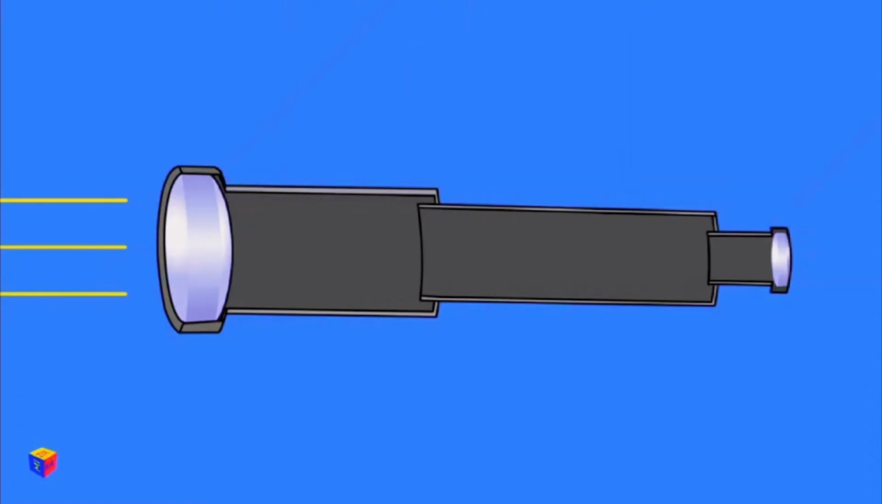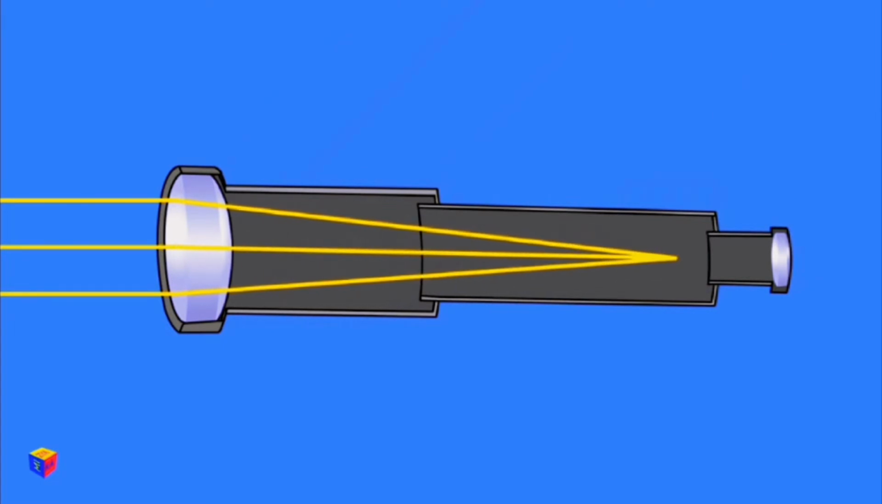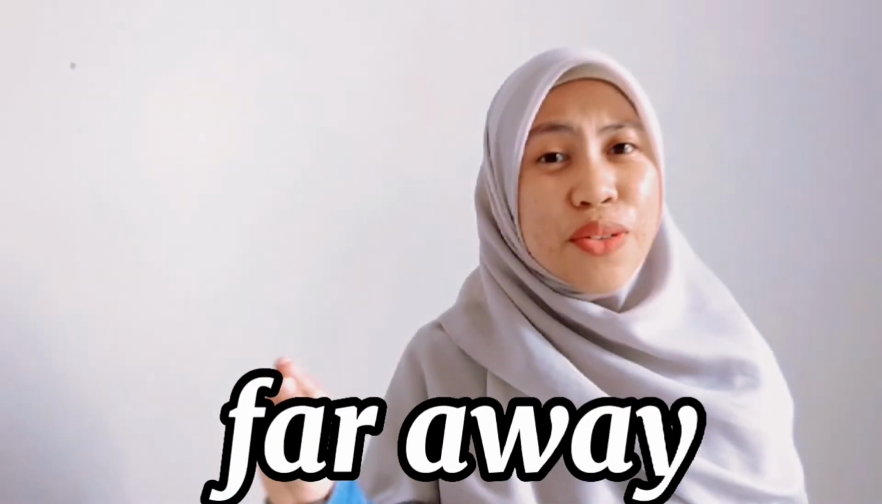When the light from the stars, from the sun, or anything else in space comes in parallel from infinity, passing through the primary convex lens, it will converge at the focal point, then diverge again into the eyepiece lens. So, the viewer's eyes receive parallel light. You can see the object from far away with greater magnification.